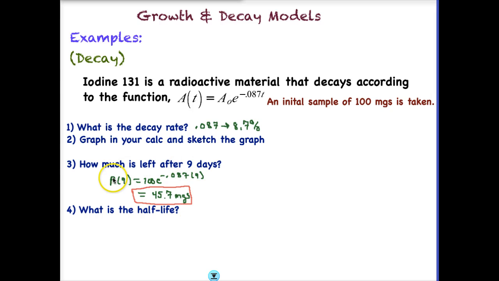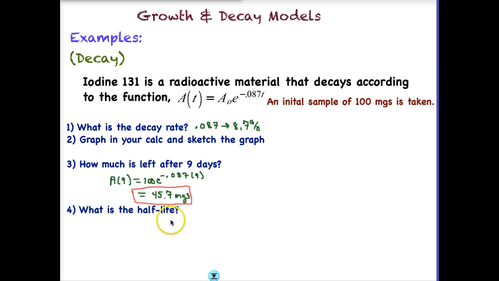Graphically, I can show, or I should say algebraically, I can prove what I just did graphically by plugging in 9 in for my t, putting this in my calculator and solving, and I end up with 45.7. How about number 4? What is the half-life? Think for a minute about how you might solve this, and then come back.